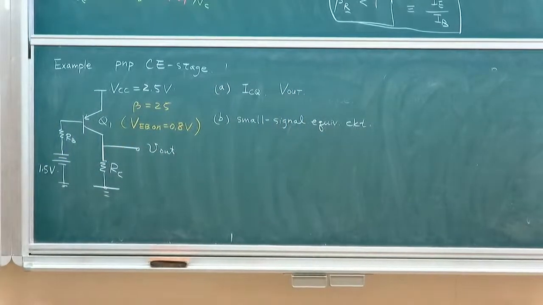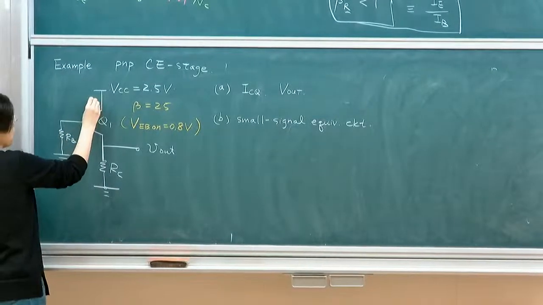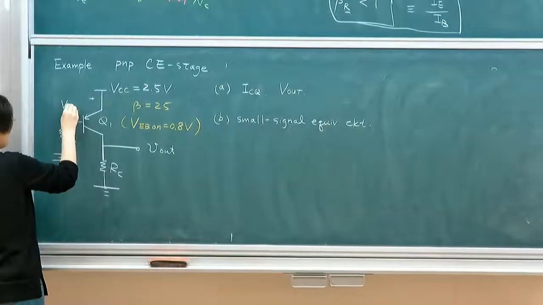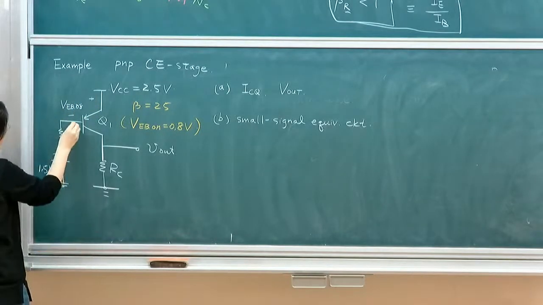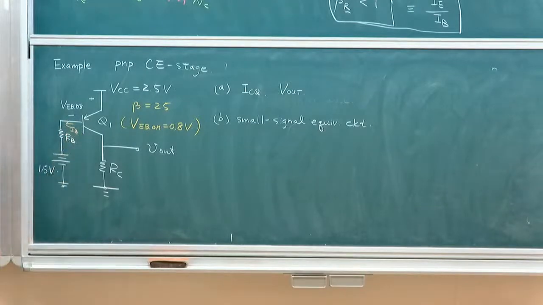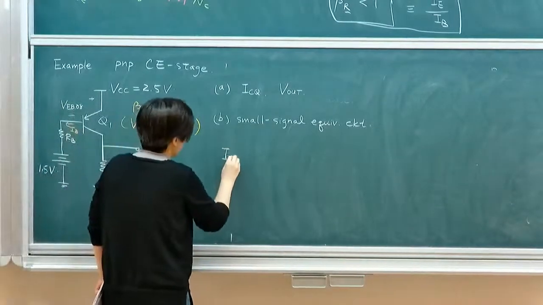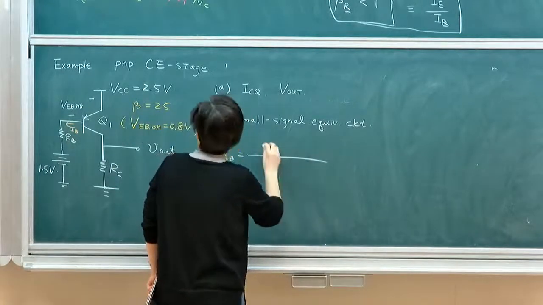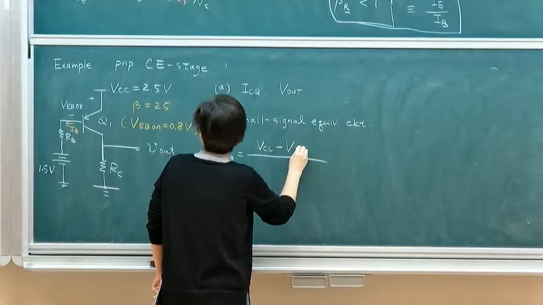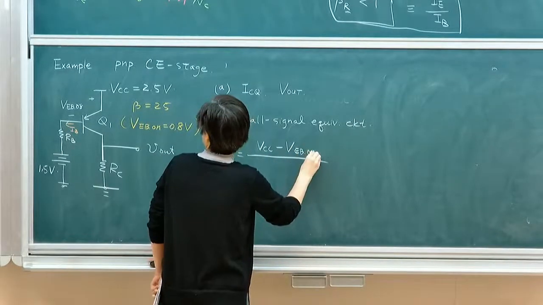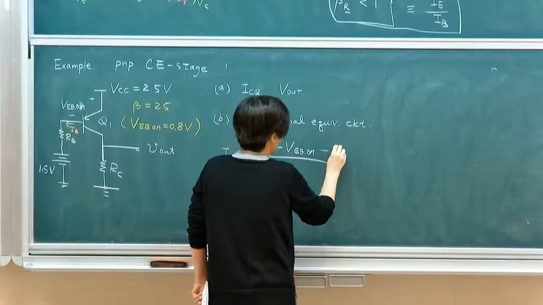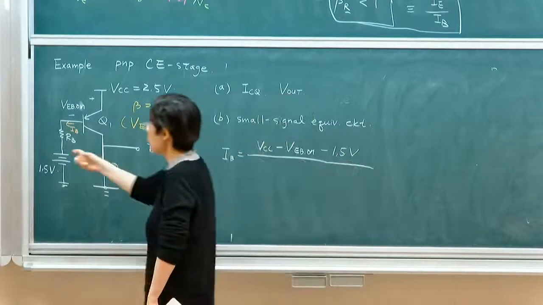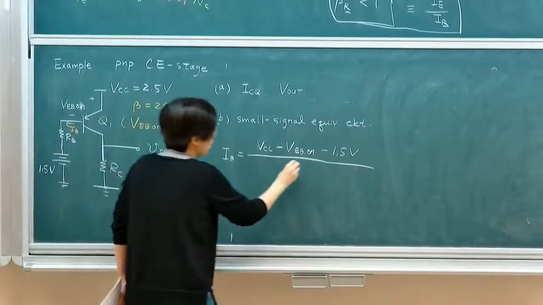So first of all, how does one find ICQ? We're using this pathway. We know that this is a constant voltage, so this voltage across is VEB on. So through this path, I should be able to identify what is my base current, right? So the amount of base current, IB, will be determined by VCC minus VEB on minus 1.5 volt, that's the base bias, divided by the resistance, RB.